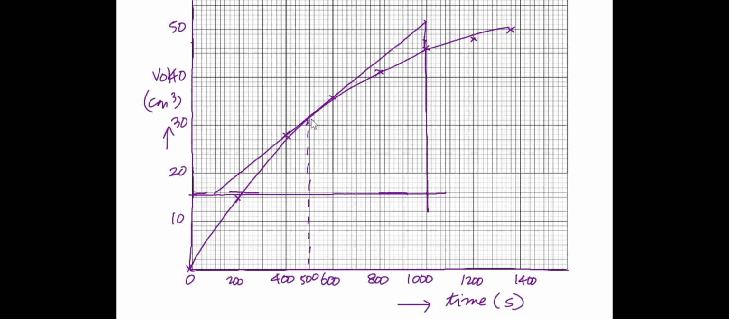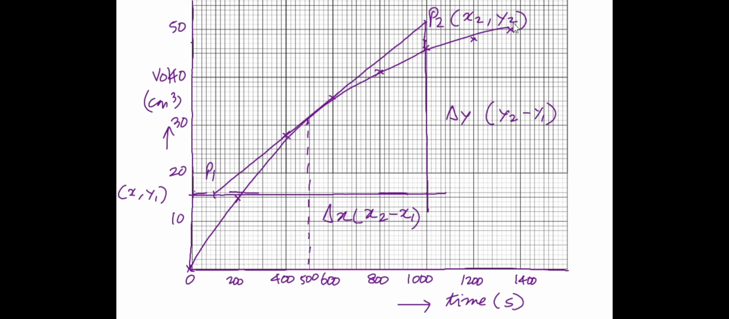I have now completed the tangent at t is equal to 500 and also completed a right angle triangle so that we can calculate the gradient. Let's call this point P2, which will have x2, y2 as coordinates, and this point P1, which has x1, y1 as coordinates. Now gradient will be delta y over delta x, that is y2 minus y1 divided by x2 minus x1.